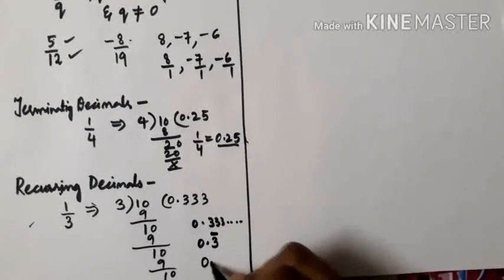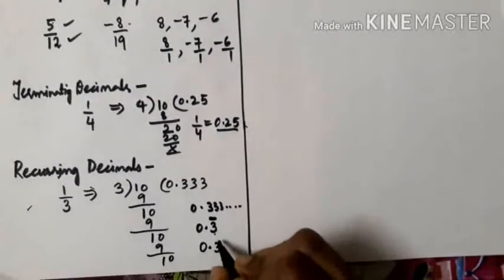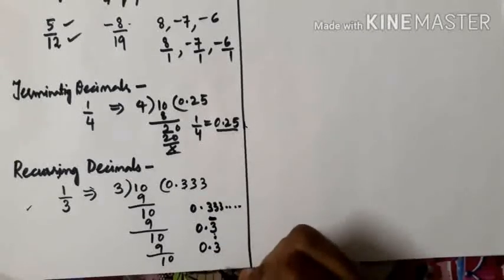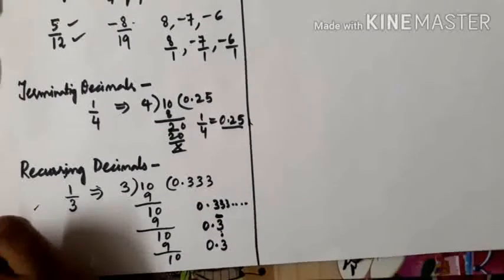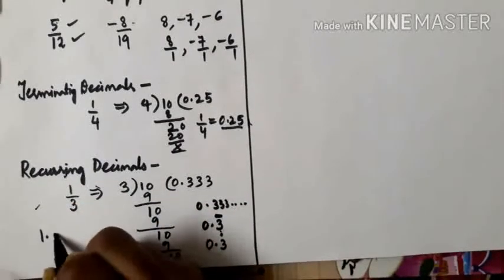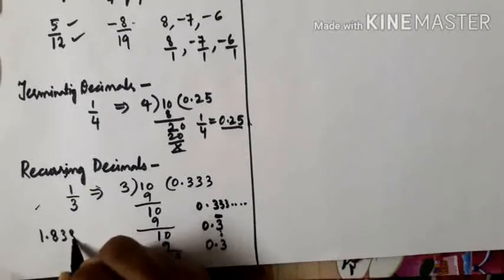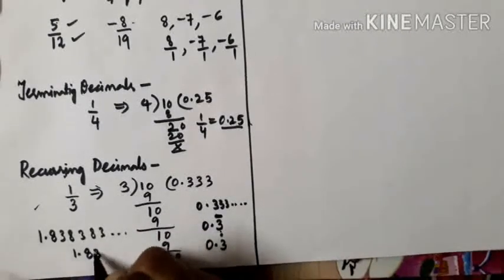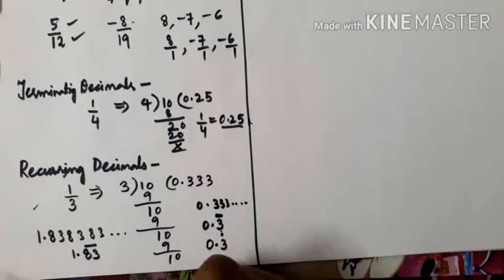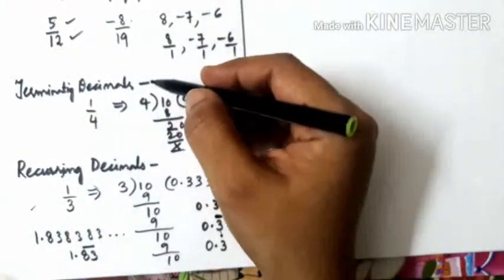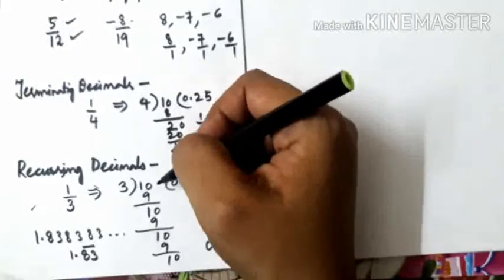Either a bar or a dot, 0.3 with a dot can also be put, but usually you put a bar only. In the same way, if 2 digits are repeating, like 1.838383 and so on, then we write 1.83 with a bar. This is the way you write it. So this is nothing but a recurring decimal. So you understood the difference between terminating decimals and recurring decimals.